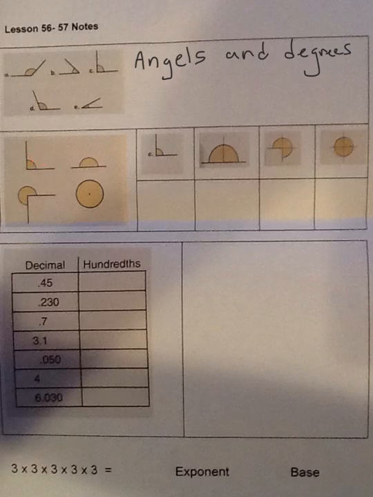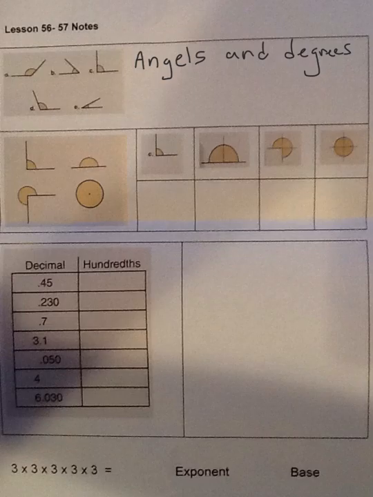90 degrees, 180 degrees, 270 degrees, 360 degrees. So there are a total of 360 degrees in a circle.